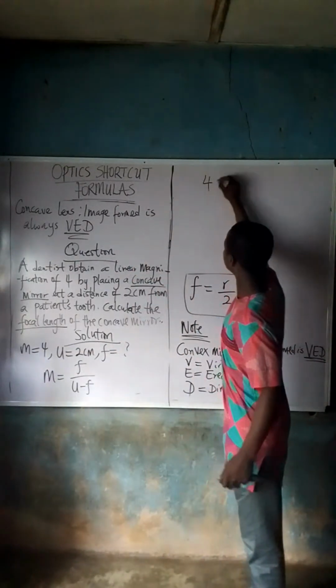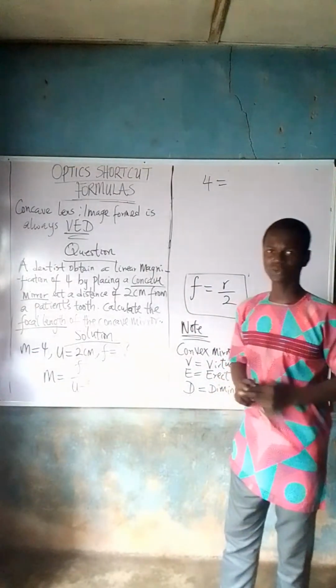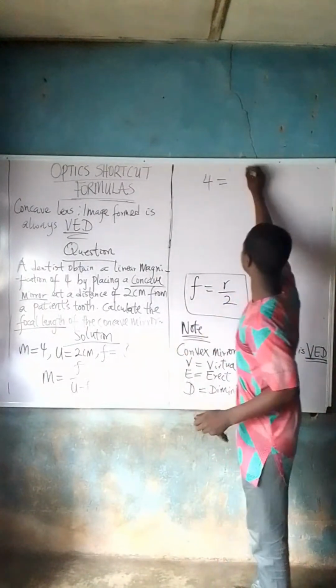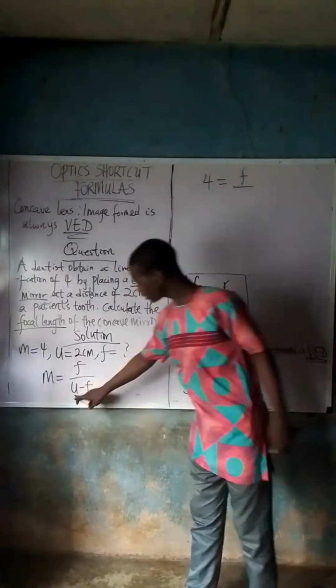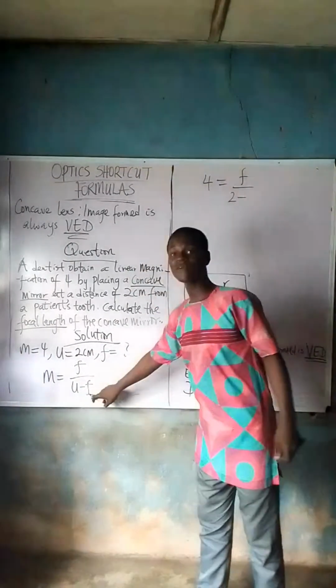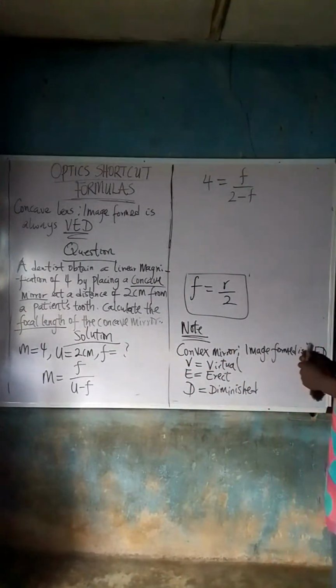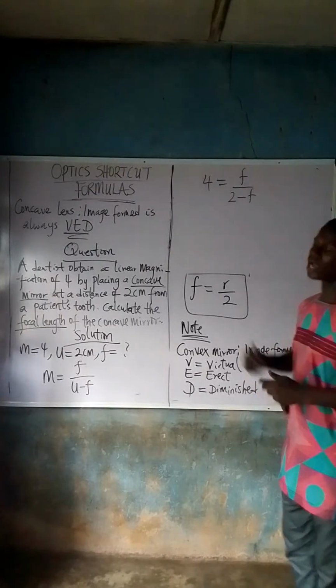So from here, in place of n, put 4 equals to, in place of f, we don't have a value for f yet, so we leave it as f, over, in place of u, put 2, minus f. We don't have a value yet, so we leave it as f. So God help us. What do we have to do? We are looking for f.